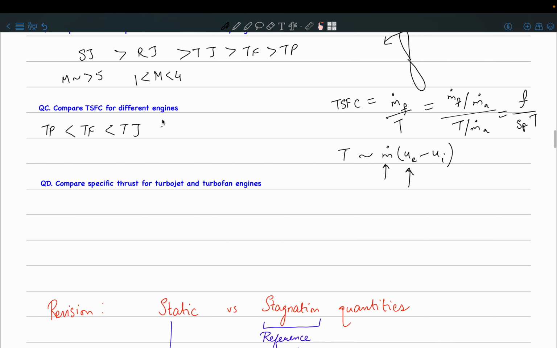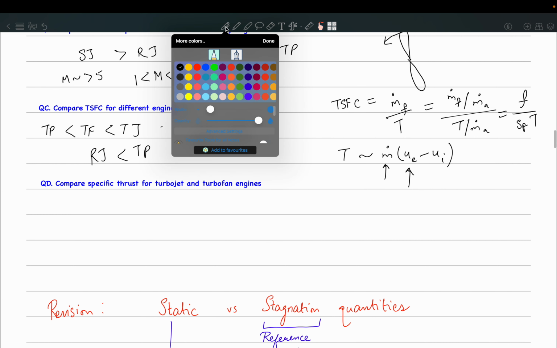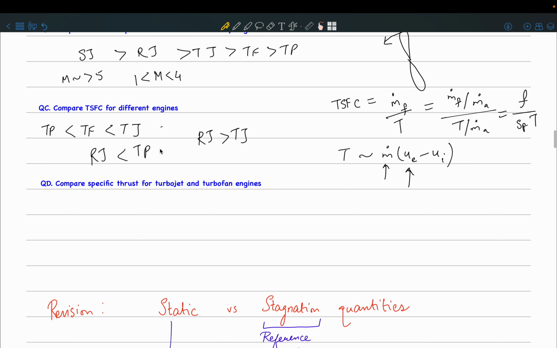Okay. Someone is saying that ramjet is lower than turboprop. Someone is saying that ramjet is more than even turbojet. So what is it? Which one is it? Where should I place the ramjet in this particular answer? After turbojet. Okay. Why? So this is wrong, and this is right. Why? What is the reason?